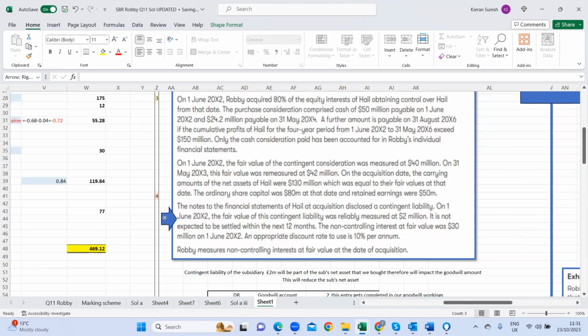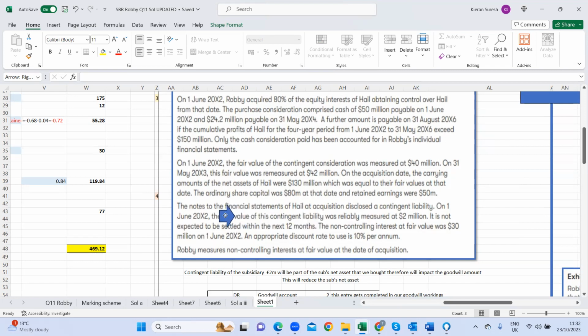But when we prepare consolidated accounts, we don't follow IAS 37. Group accounts override it. IFRS 3 Business Combinations overrides IAS 37. So the instructions we need to follow are not IAS 37, but IFRS 3. According to IFRS 3, provided there is a present obligation and the fair value of the contingent liability can be reliably measured, this contingent liability needs to be recognized in the subsidiary's balance sheet.